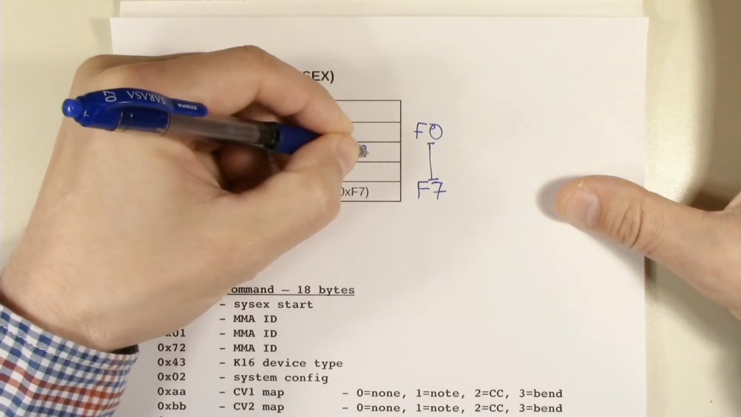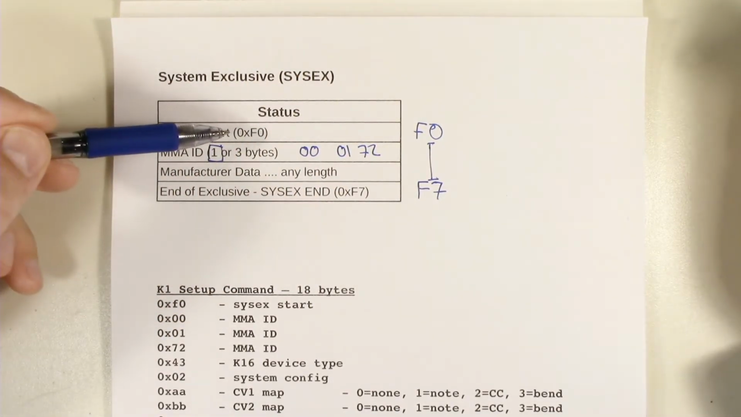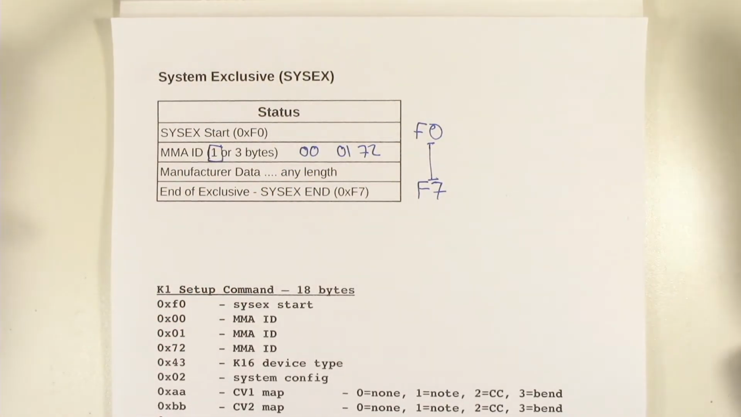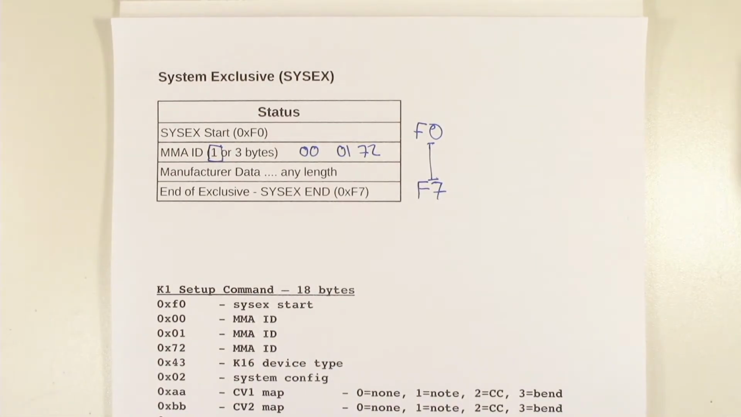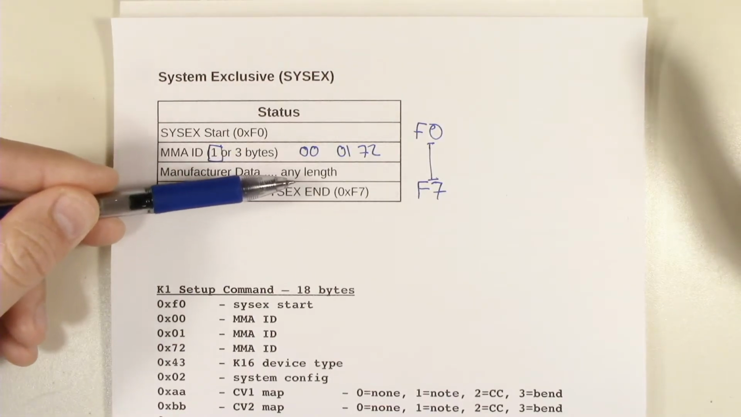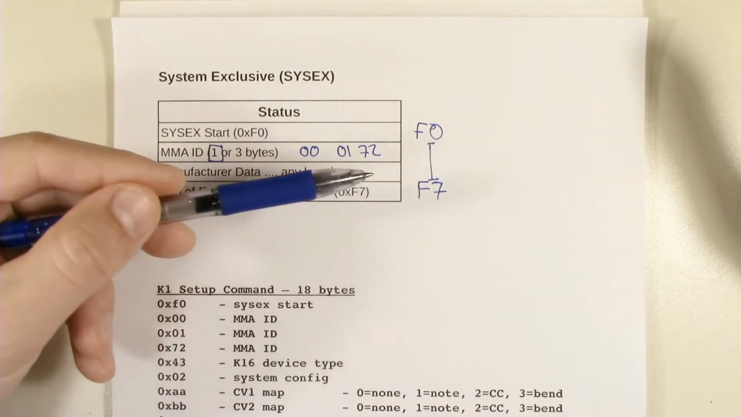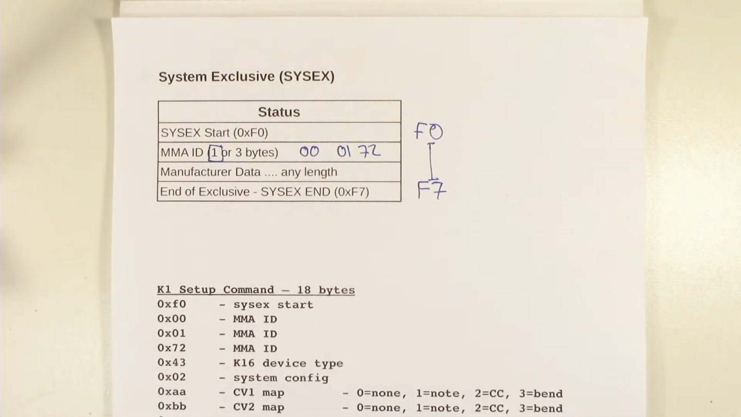So in my case, I'm 0172. And so if the SYSEX message starts with F0 00 01 72, people can say, oh, it's a Kilpatrick Audio message, and they can then ignore it if they don't know what that is. Then after that, between the MIDI manufacturer ID and the final F7, you can pretty much send whatever data you want, as long as it's 7 bits, of course.